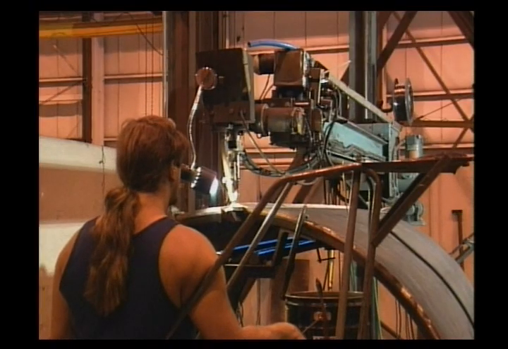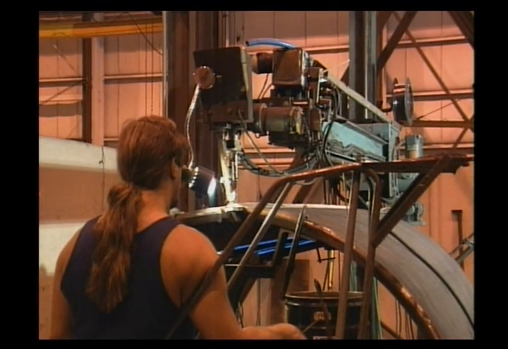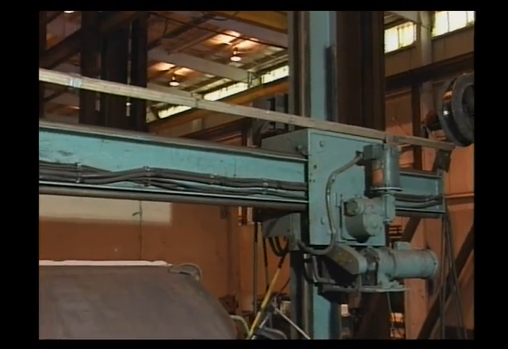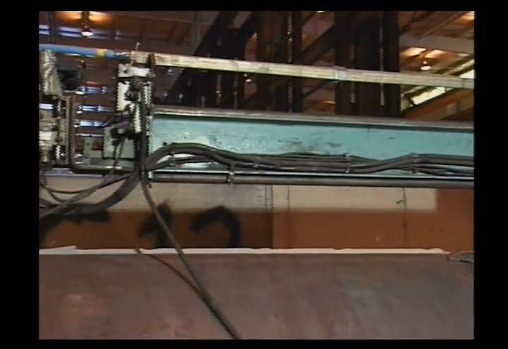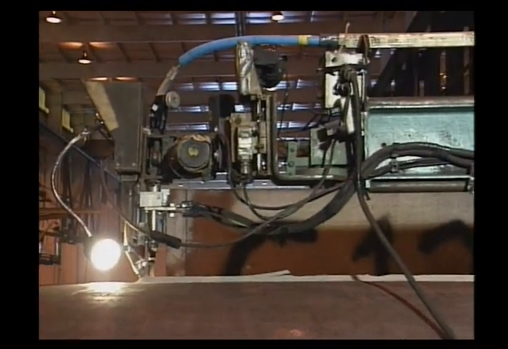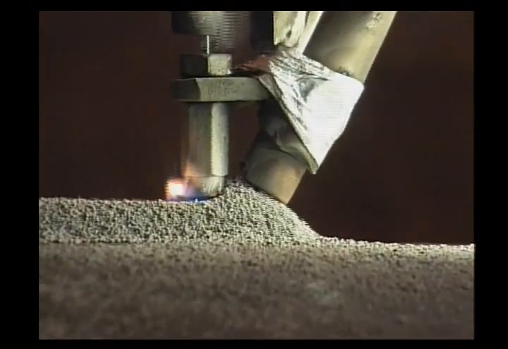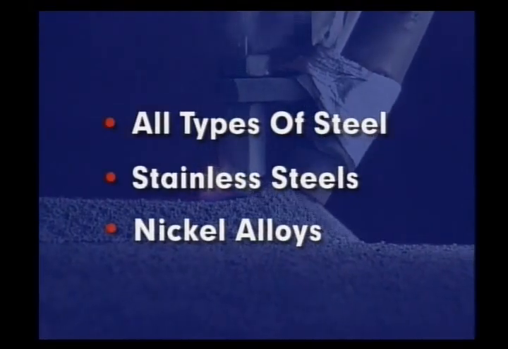The submerged arc welding process varies from semi-automatic to fully automatic. Equipment includes automatic wire feed devices and joint tracking systems to move either the welding head or the workpiece. Submerged arc welding is commonly used to join all types of steel, stainless steels, and nickel alloys.